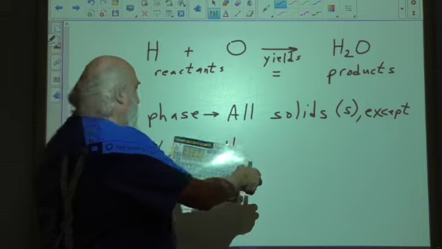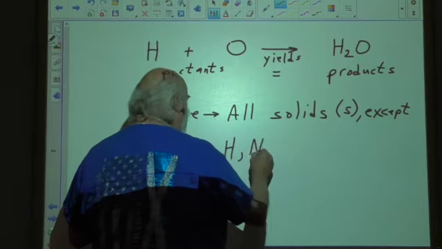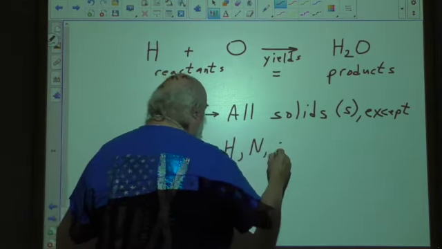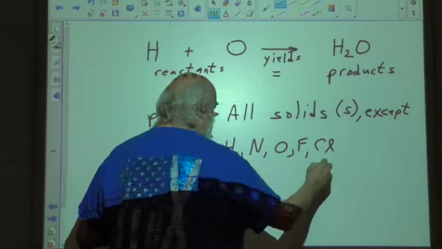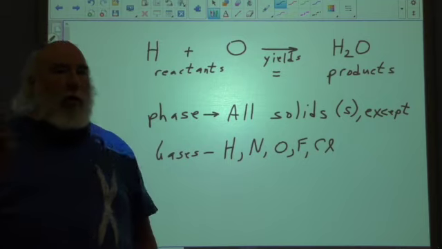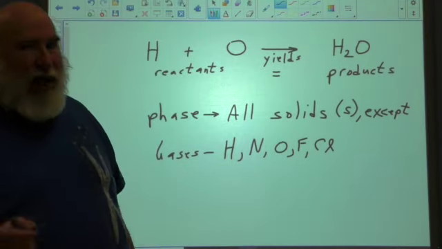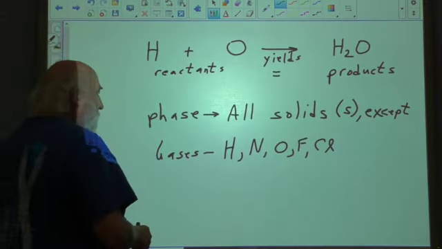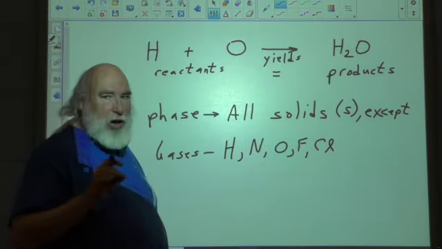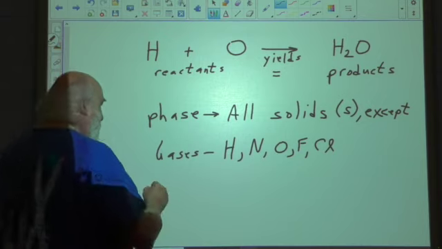The next gas is nitrogen, then oxygen, then fluorine, and chlorine. So beyond the noble gases, there are only 5 gases that actually react. Okay? And we're talking about elements. We're not talking about compounds. We'll do that in just a little bit.